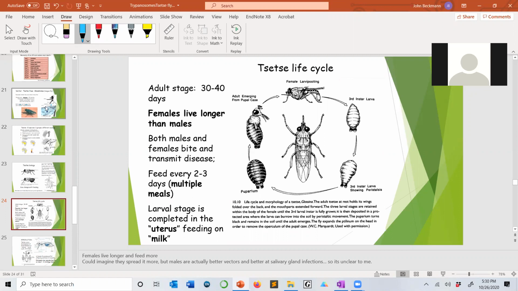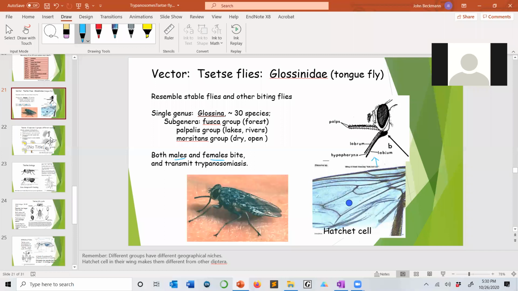You need to remember the genus and one particular species. There are about 30 different species, and different species spread trypanosomes. So it's not just one species. But the ones that we worry about the most, because they overlap with humans, the genus is Glossina, and the species is morsitans. So what you want to know for the test is, if I say, what is the vector of African trypanosomiasis? It's Glossina morsitans. I'm answering that test question for you right now. Although there are other species.